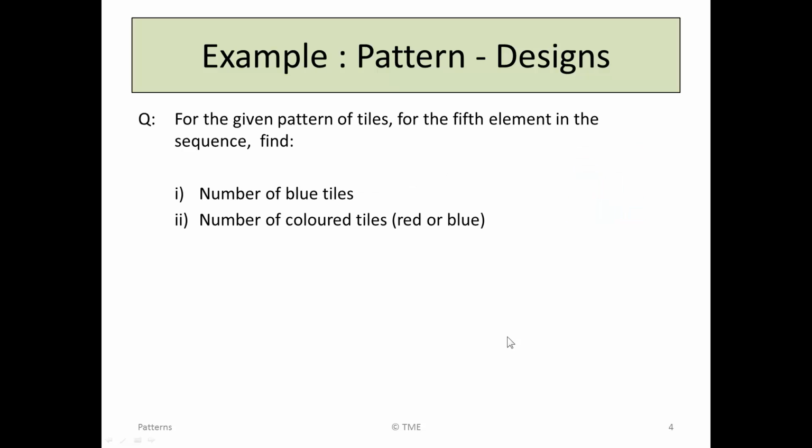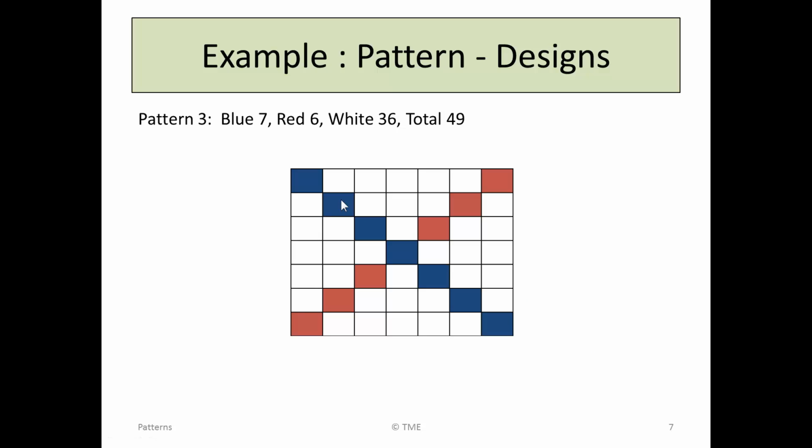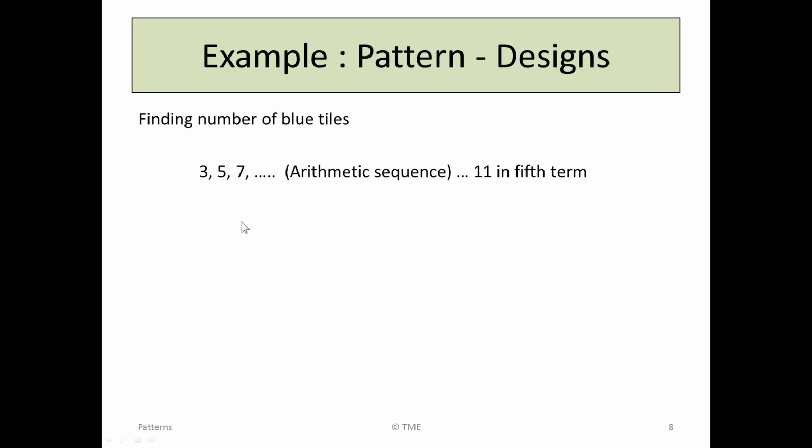So if we look now at what we were asked, to find the number of blue tiles in the fifth element. So finding the number of blue tiles, in the first one we had 3, then 5, then 7. So we could probably guess that it's 3, 5, 7, 9 and 11 because it's an arithmetic sequence.